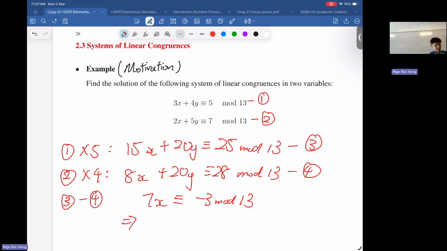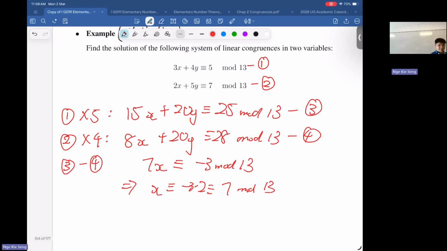So the inverse, I guess it's easy to see, right? What's the inverse of 7 mod 13? 2. Okay, 2 times 7 is 14. 14 is 1 mod 13. So I multiply by 2 on both sides, such that I get x ≡ -6, which is 7 mod 13. Okay. Then I plug this x into my equation, right? Either one, number 1 or number 2, up to you.